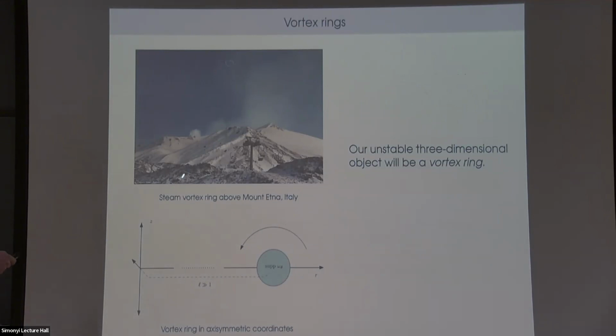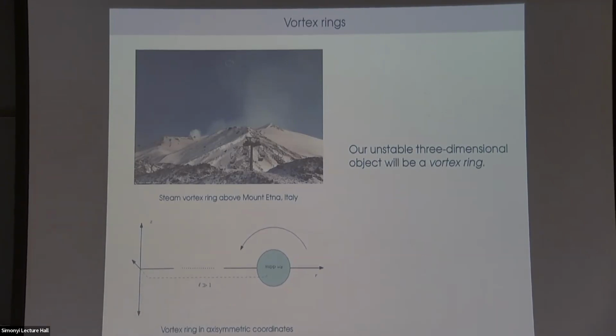So vortex rings are real objects. Here's one. It's this little thing. This is a vortex ring of steam above Mount Etna in Italy. The way you construct it is, well, first you write everything in axisymmetric coordinates. These are coordinates where the functions only depend on the radius r and z. And this 2D object that Vishik constructed, you essentially place it into 3D like this. And so, I mean, the real picture is revolved around the z-axis as well. And this is your ring.